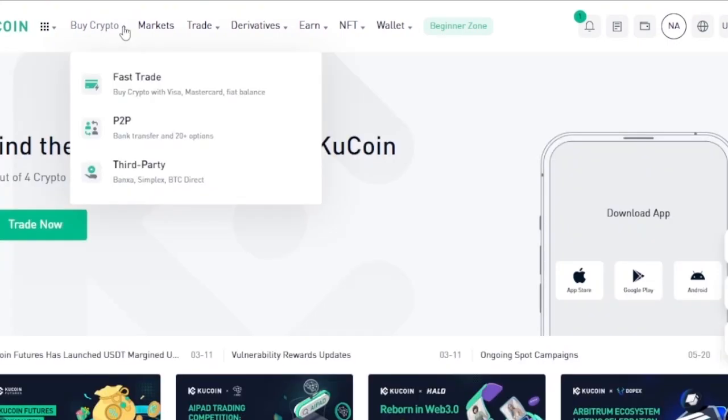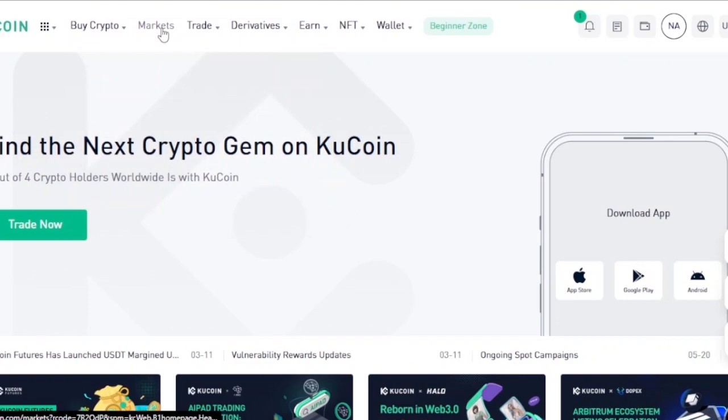Going back, there are three options to buy crypto. You can do a fast trade, like buying crypto with Visa, MasterCard, or fiat balance. You can do a P2P transfer, like bank transfer with 20 plus options. And you have third party transfer, like Banxa, Simplex, or BTC Direct. These are the three options that you can buy crypto from.